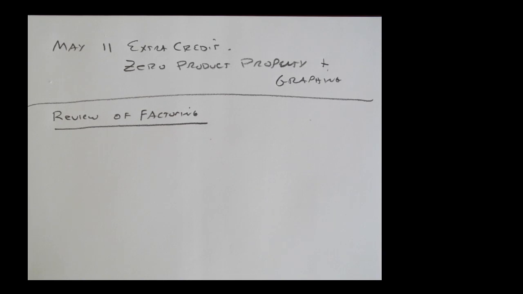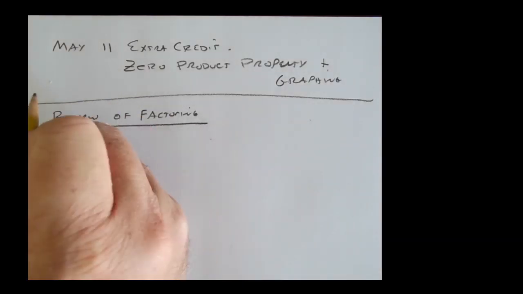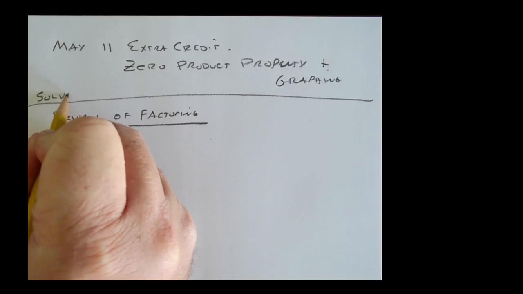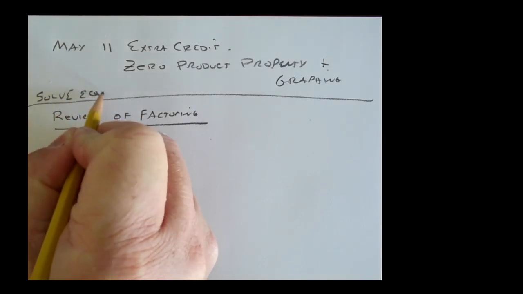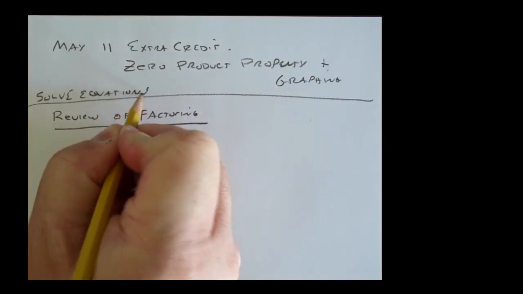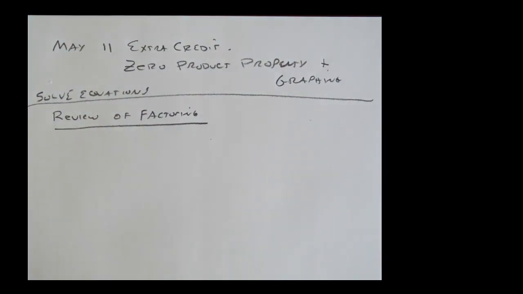So it's called the zero product property, and we'll do a little bit of graphing on this. And the other thing I probably should say is we'll solve equations, which you may say, oh, I know how to solve equations. Well, let's do some ones with exponents and see how we're doing on that.